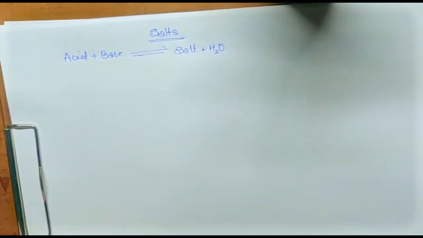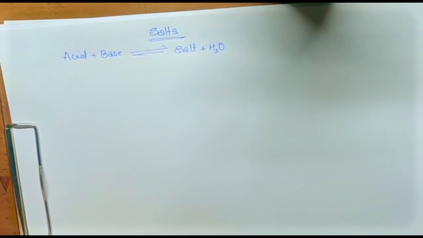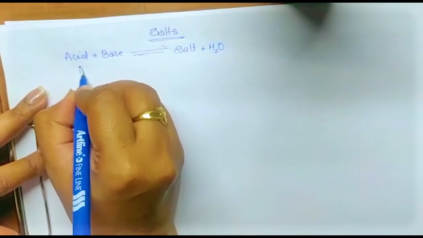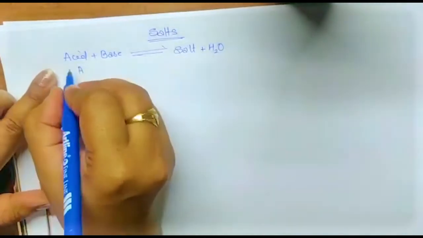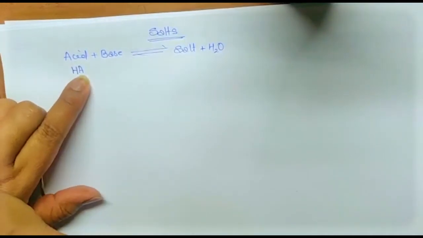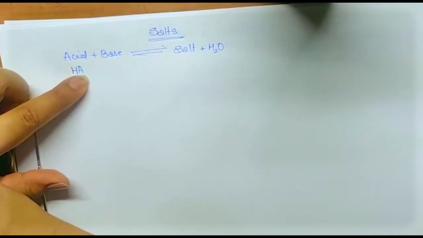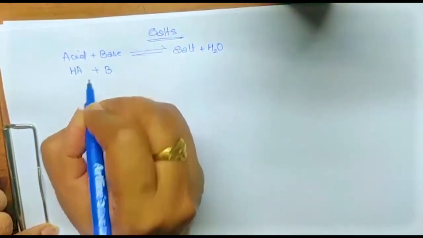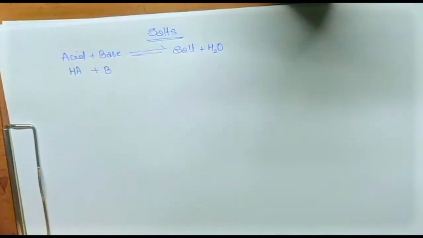Clear? Till now, what you have done: acids are substances which give H plus ions. Let me write the format for this. I am writing HA for acid, which gives H plus. And for the base, B for base, and a base always gives OH minus.